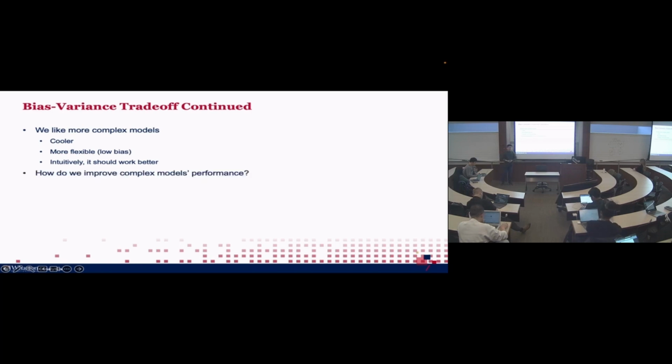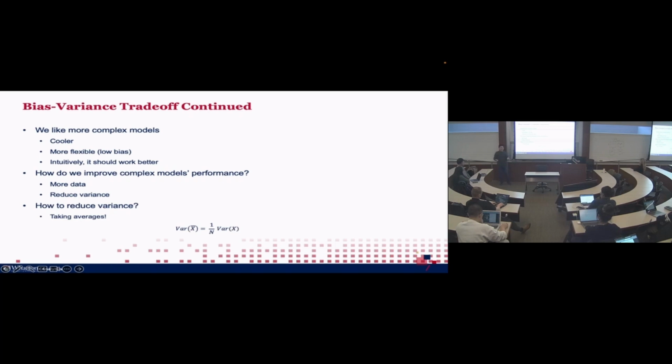Then how do we improve more complex models' performance, given we know that the bias variance trade-off holds? We can have more data, right? More data, a larger data set supports more complex models. Or we can reduce variance, right? The problem with a complex model is that it has low bias, which is good, but very high variance. If there's a way for us to reduce the variance while keeping the bias low, then we get the benefits from both worlds. Then how do we reduce variance, right?